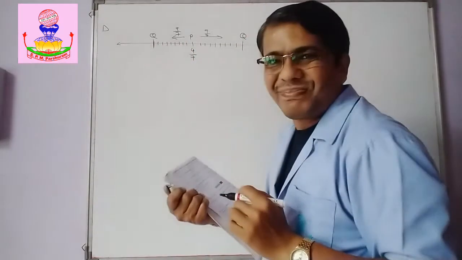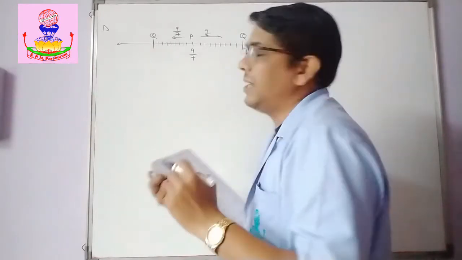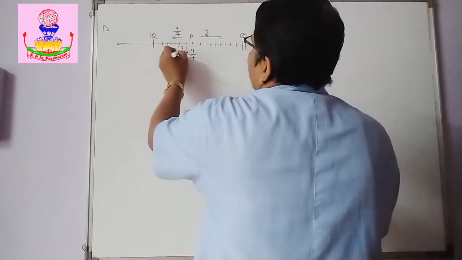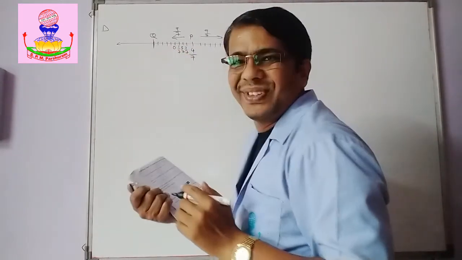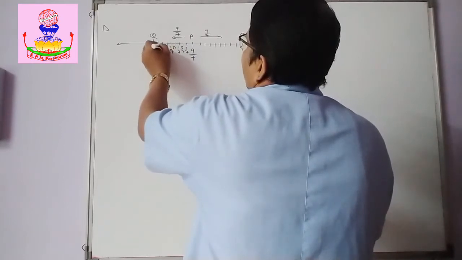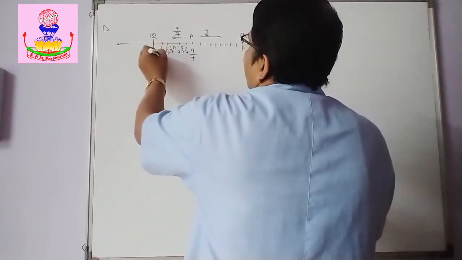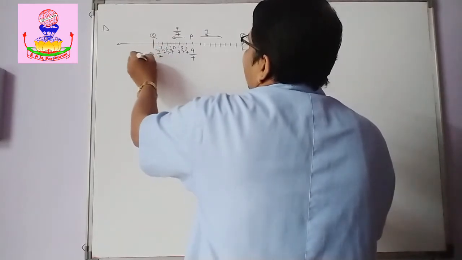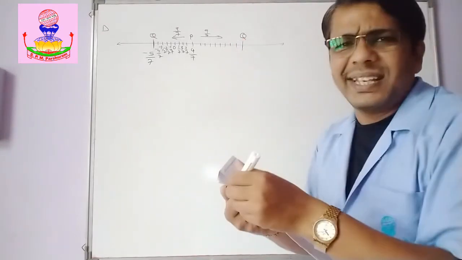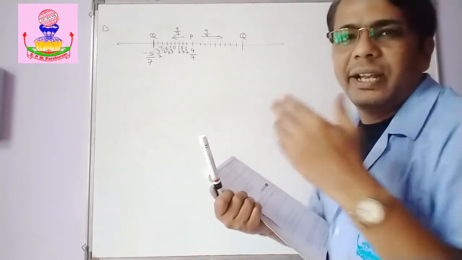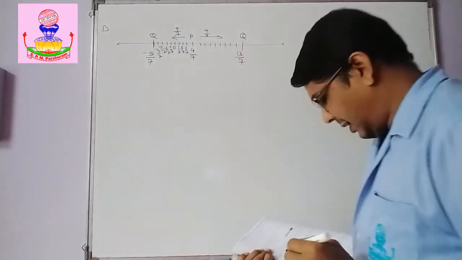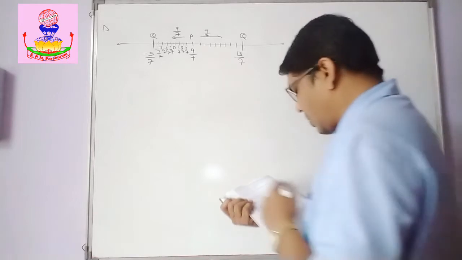Now here when I go, it will go on decreasing. So this is 3 upon 7, 2 upon 7, 1 upon 7, this is 0. Then this becomes minus 1 upon 7, minus 2 upon 7, minus 3 upon 7, minus 4 upon 7, and this is minus 5 upon 7. And this side it is easy. 4 plus 9, it is 13. So 13 upon 7. So there are two alternatives.